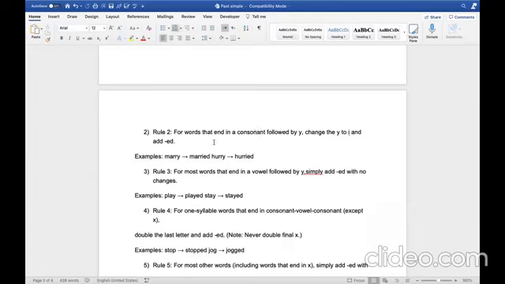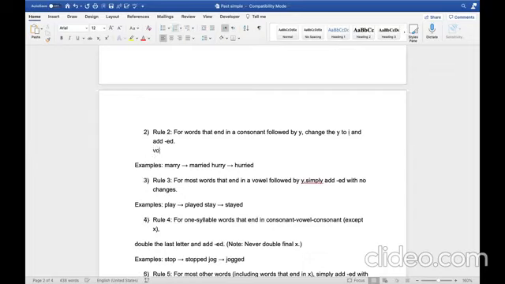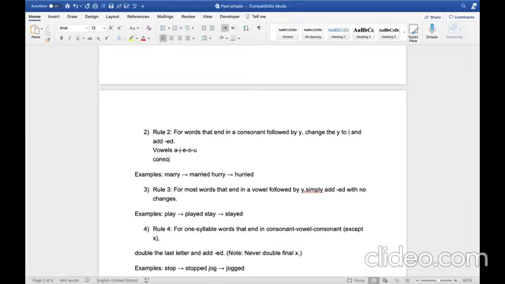We have vowels: a, i, e, o, and u, and the rest of the letters are called consonants, all right? So we have, for example, B, C, D, and so on, right? So vowels means حرف متحرك in Arabic, and consonant means حرف ساكن.